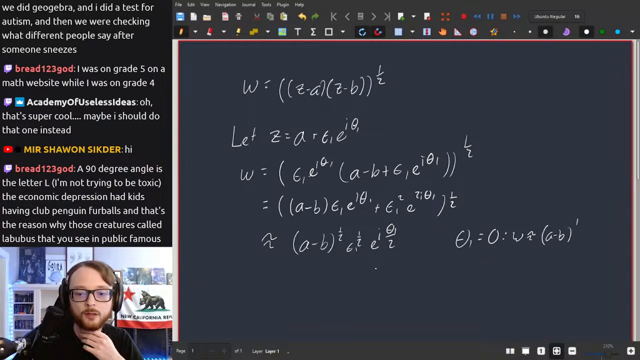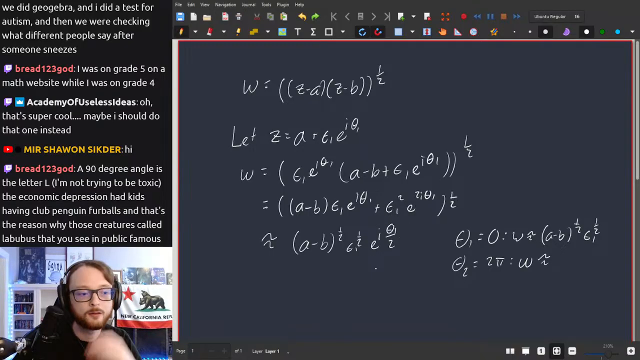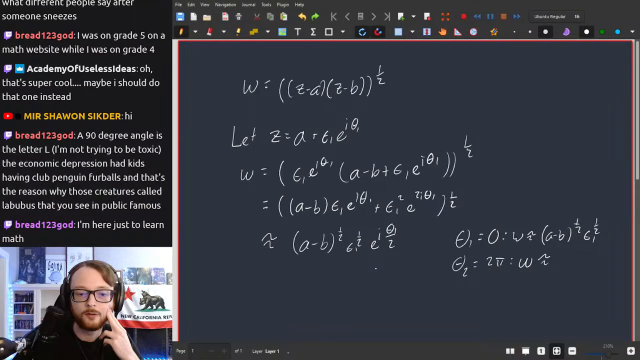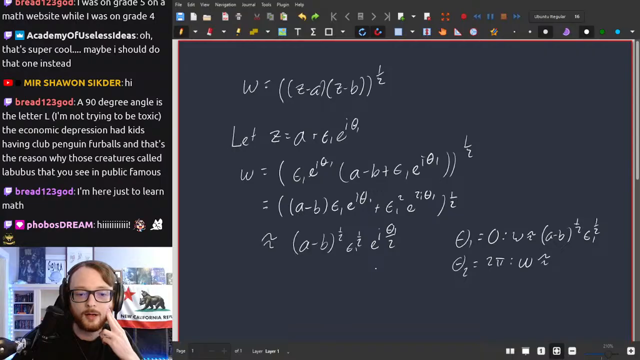A minus b to the 1/2, epsilon 1 to the 1/2. But if theta 2 equals 2 pi, W is a boot. This becomes an e to the i pi, which is -1.